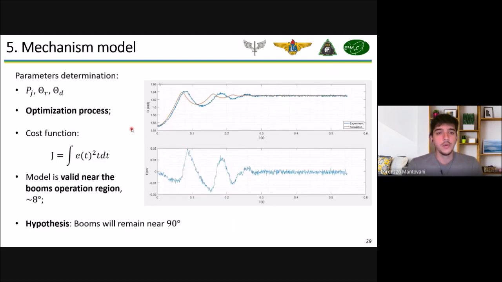So what we can do is use an optimization process. Here we have on this figure, the blue line, it's the experimental data for this boom, and in orange is the result of our simulation model. So ideally, these two lines should match each other.